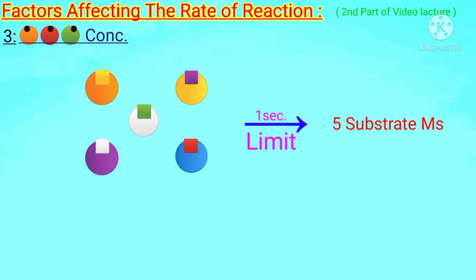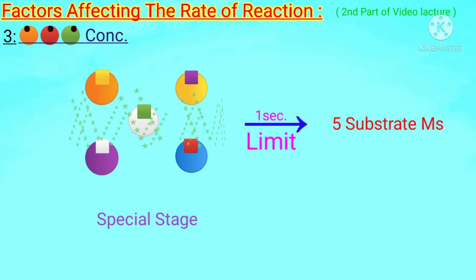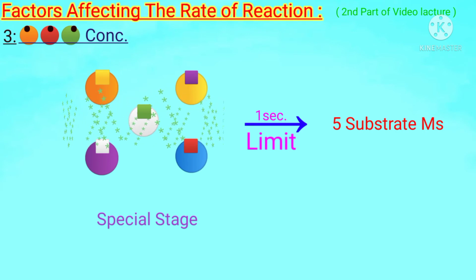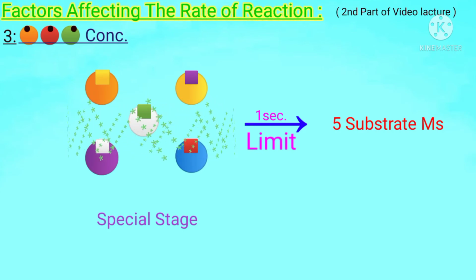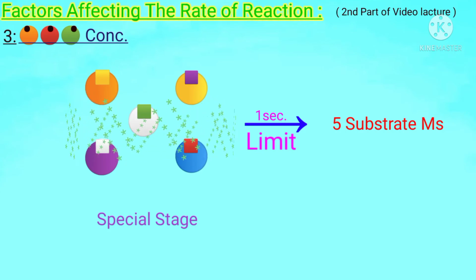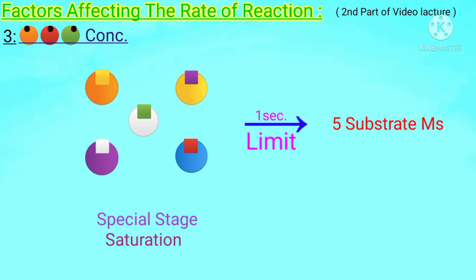It has a limit. Therefore, a stage comes when all of the enzymes are occupied by all the substrates. At that time, there will not be even a single substrate left. This stage is known by the name of saturation. The definition of saturation is: when all the available enzymes' active sites are occupied by all the available substrates, then this stage is known as saturation. So now all the enzymes have become saturated. Now the substrate is constant.